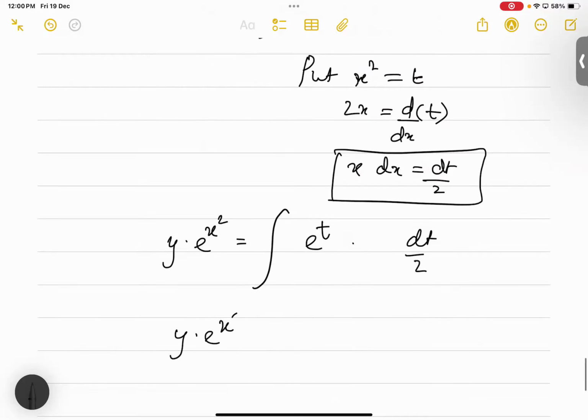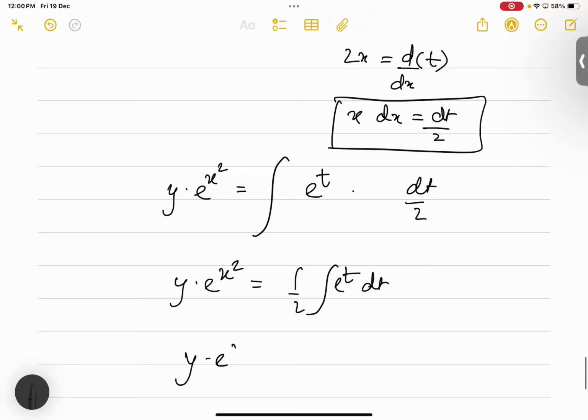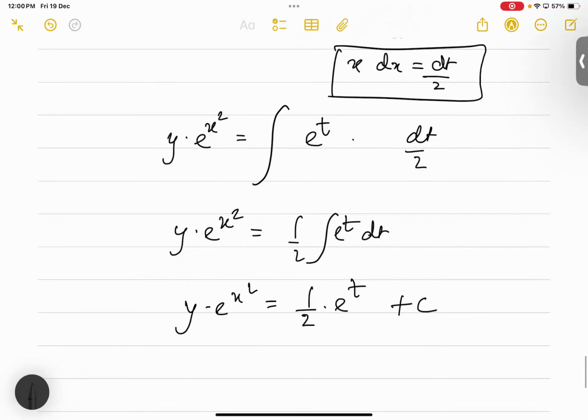Now we are integrating with respect to x or t? With t. Integration of e raised to x dx is what? e raised to x. So e raised to t will be. And then resubstitute the value of t. What is the value of t? x square. Oh, sorry. First I'll write e raised to t plus c. And the last step, e raised to x square plus c. This is the general solution.